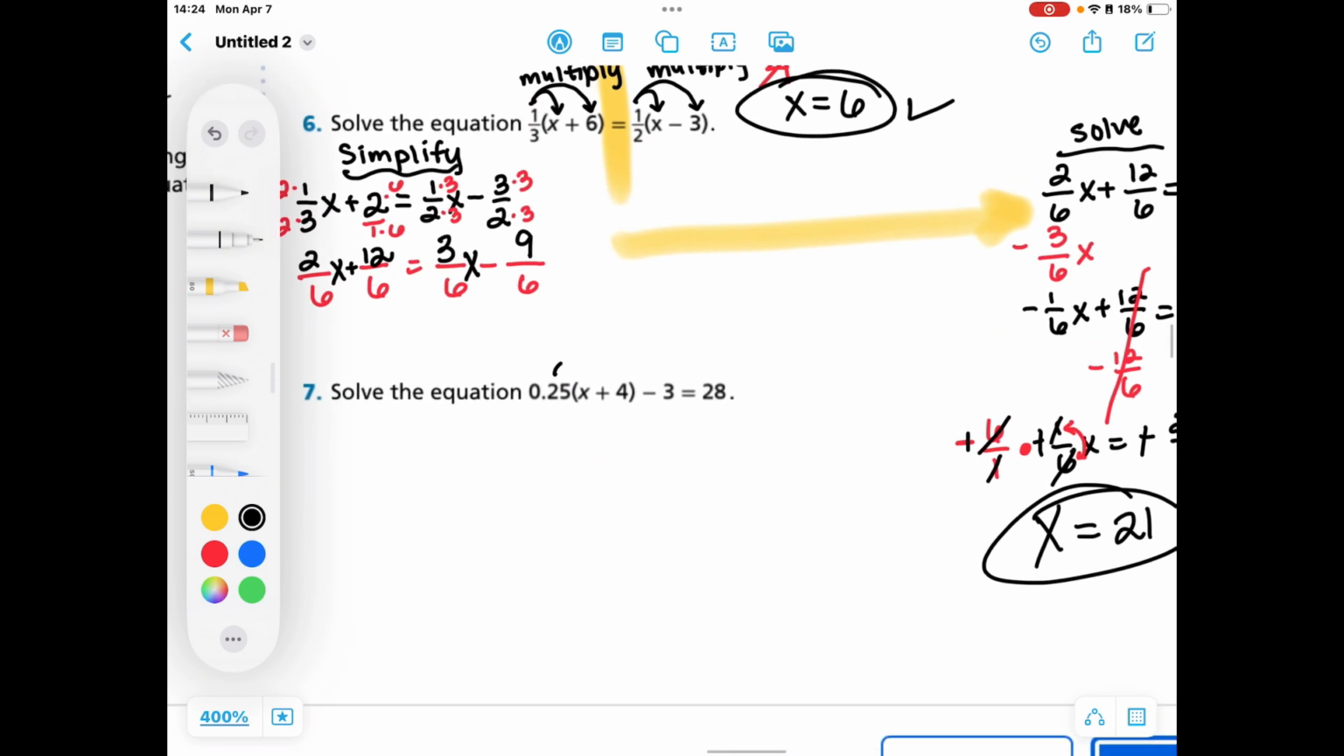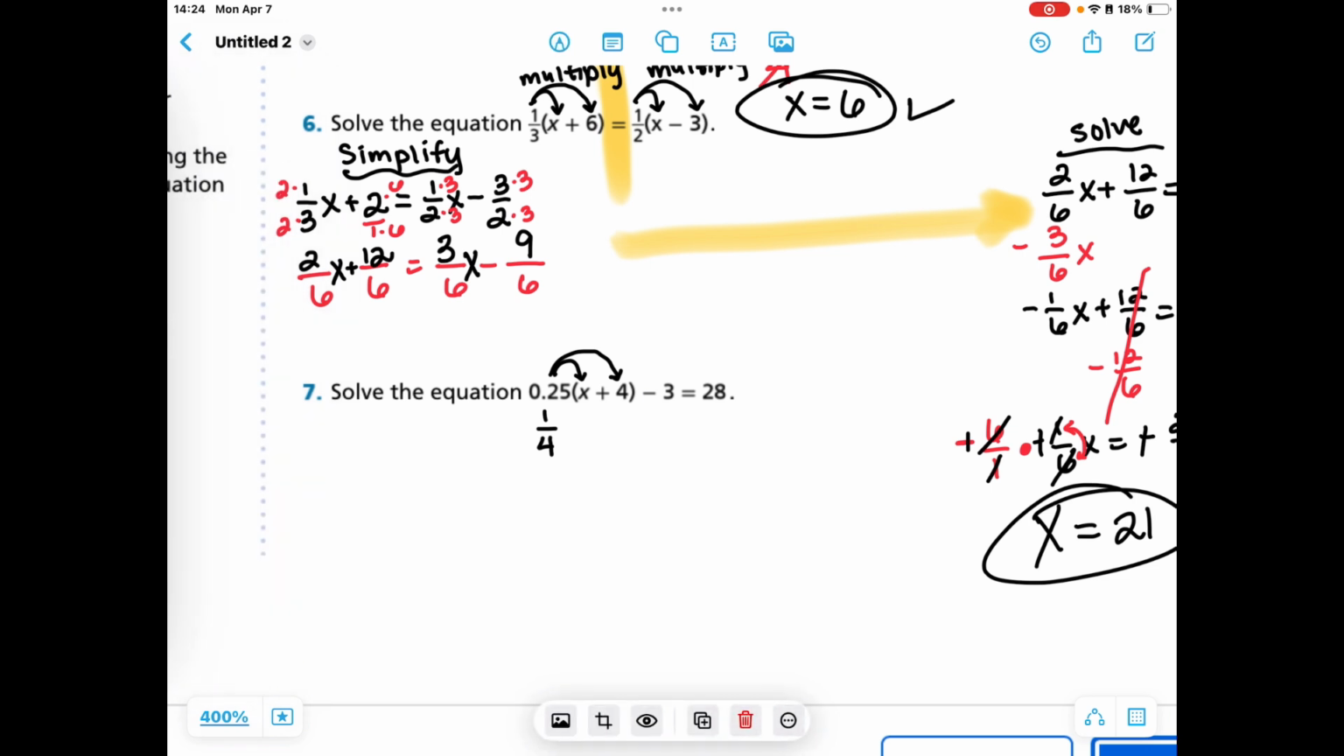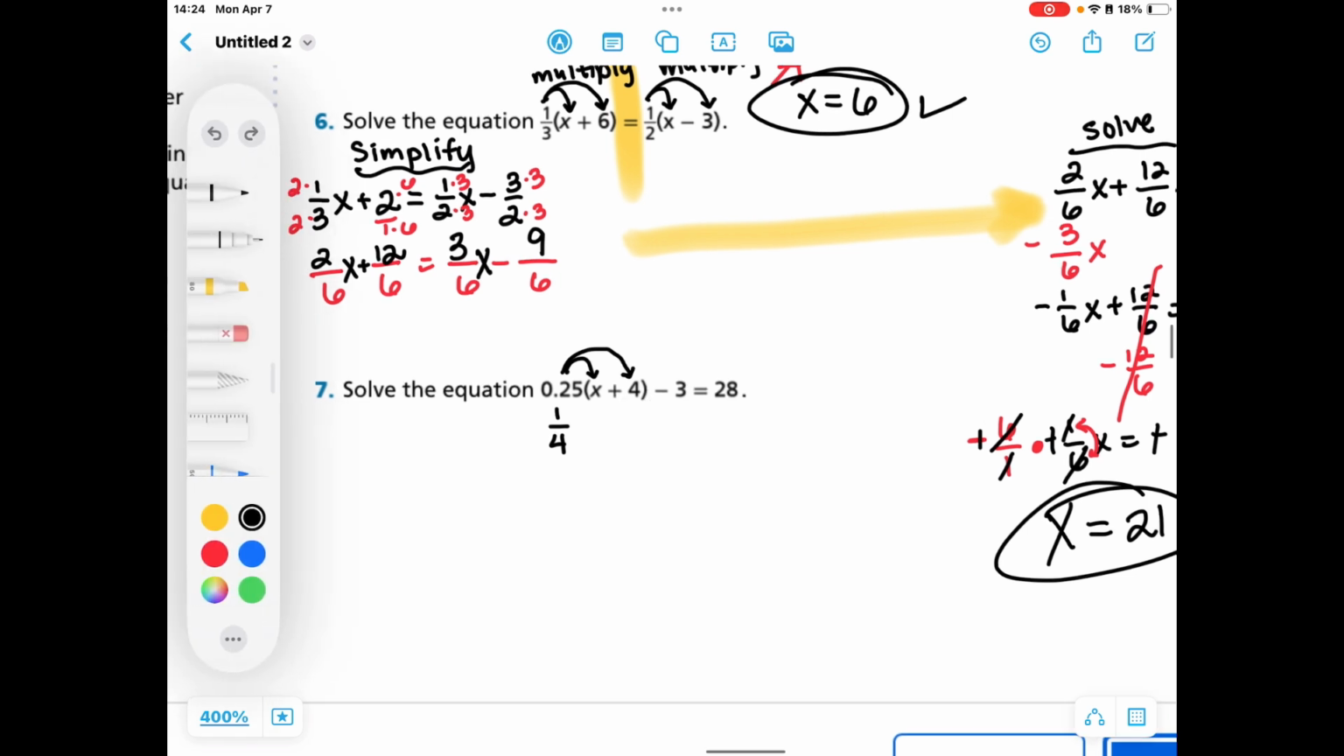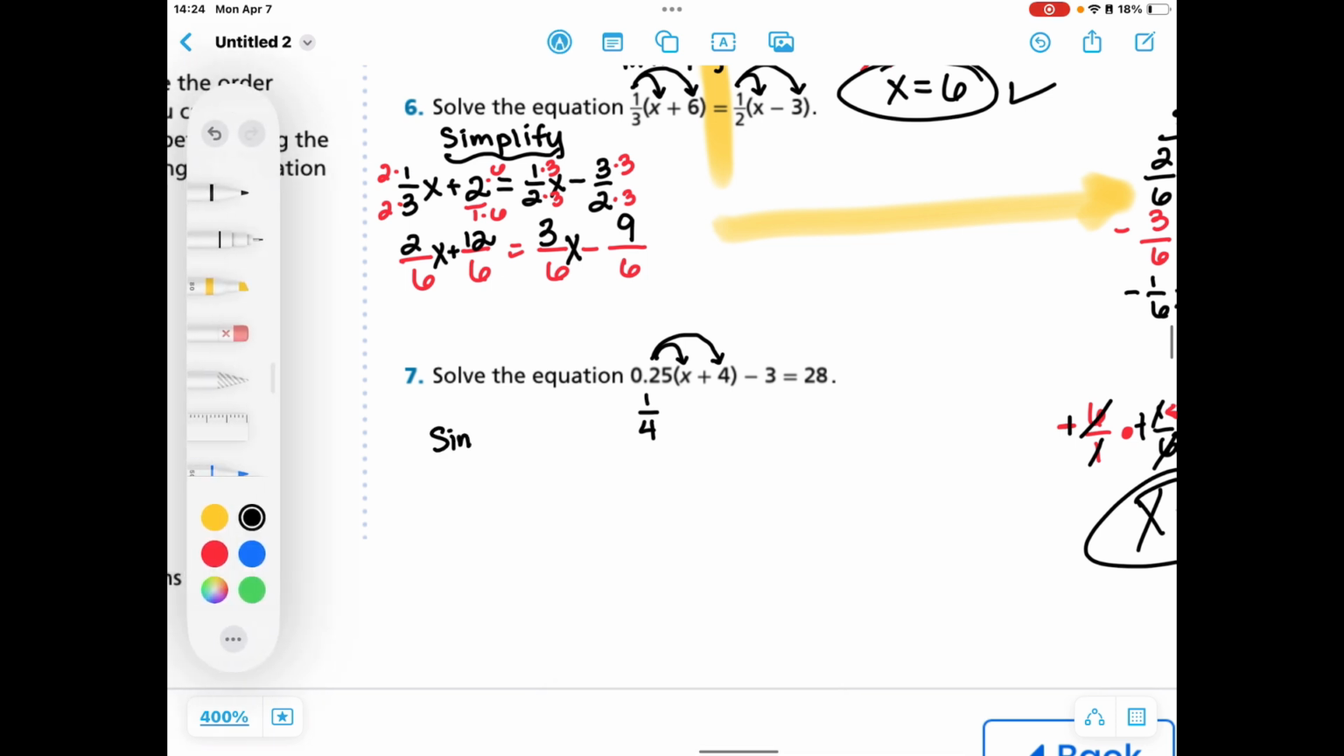Last but not least, just because we have a decimal doesn't make this any harder. If anything, we can turn that decimal into a 1 over 4. And I actually think for this one, the 1 over 4 is going to make the problem a little bit easier to work because we have this 4 over here as well. So because of that, I'm just going to rewrite for whenever I simplify. This is going to be a 1 over 4 times x plus 4 minus 3 equals a 28. And don't forget that 8 at the end like I did for 2 problems ago.